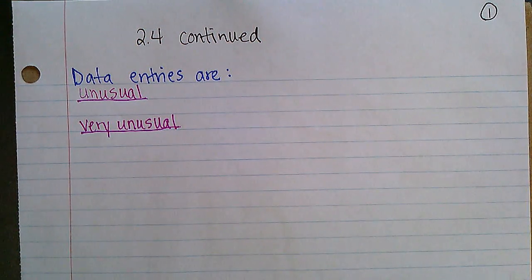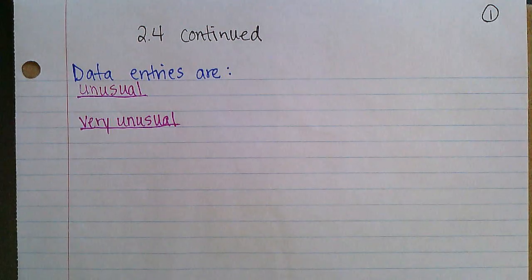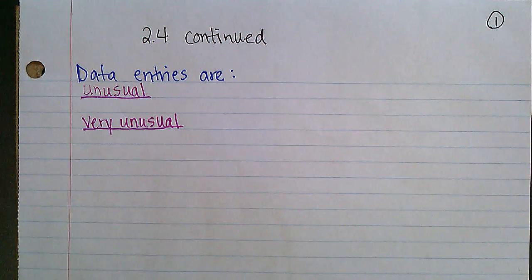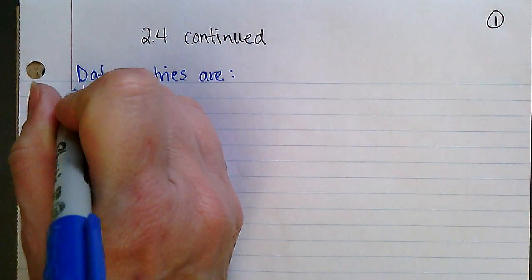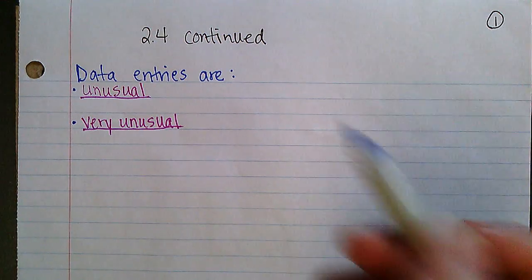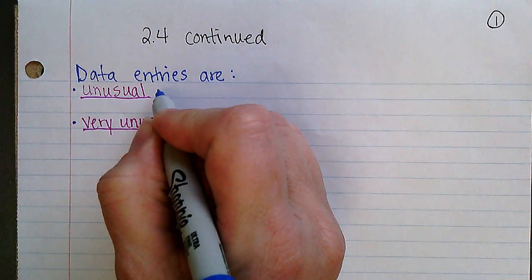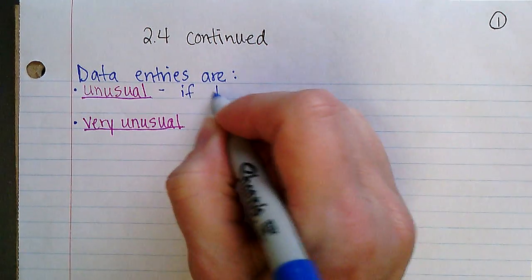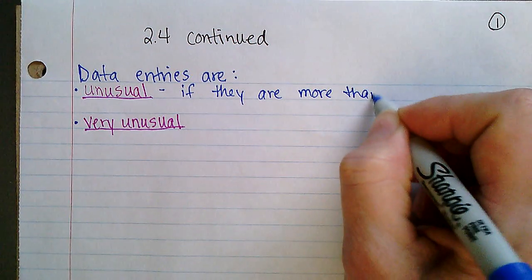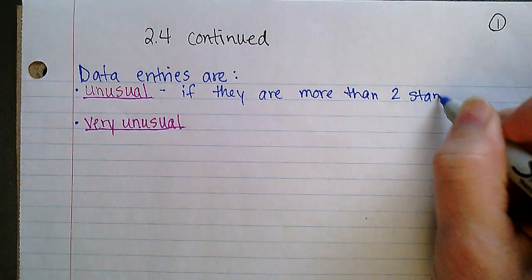In the first part of 2.4, we talked about finding the mean and the standard deviation for a data set. So now we're going to use those concepts to figure out when data entries are unusual and very unusual. So we're on our way to be able to determine how to identify outliers. Data entries are considered to be unusual if they are more than 2 standard deviations from the mean.